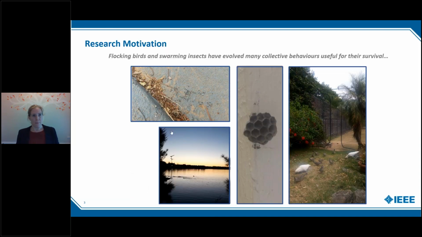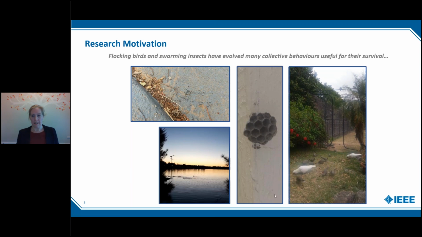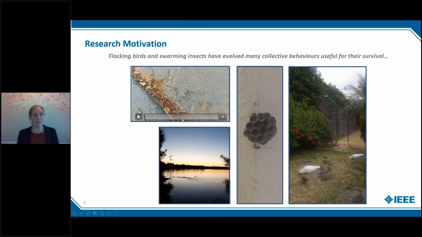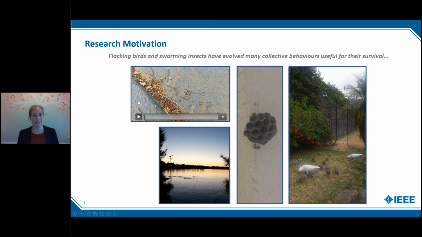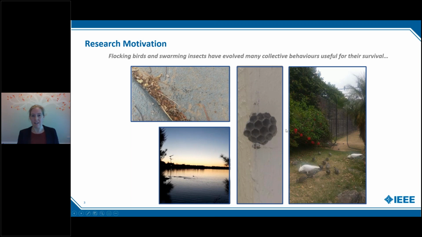So I'll start off with some research motivation. These are pictures that the team has taken from around our local area. You can see that in nature we have many different types of flocking birds and swarming insects, and they've evolved all sorts of different collective behaviours. Here we have some ducks on a local lake that are moving in a formation. We have some ants that are moving from left to right across the screen, but there's also this area of interest in the middle that they're gathering around.